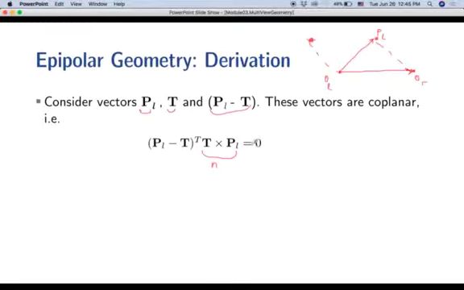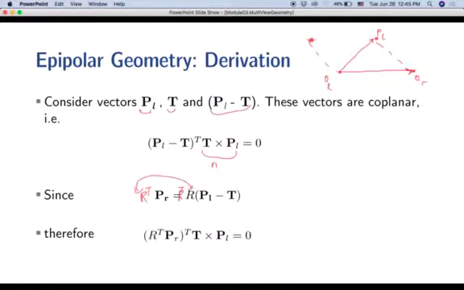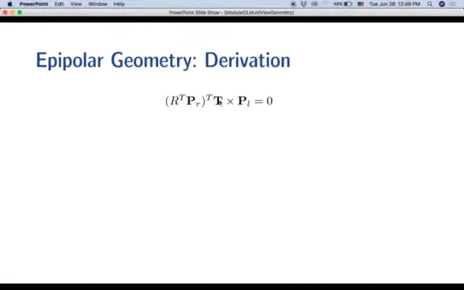Agreed? All right. So now, since I know from my previous slide that Pr is R times Pl minus T, I can take this R to the other side. How do I do that? I multiply by the inverse here. The inverse of a rotation matrix is its transpose. So that means instead of Pl minus T, I can write R transpose Pr here. So R transpose Pr whole transpose times T cross Pl is 0. Agreed? All right. So this is a relationship that I get.